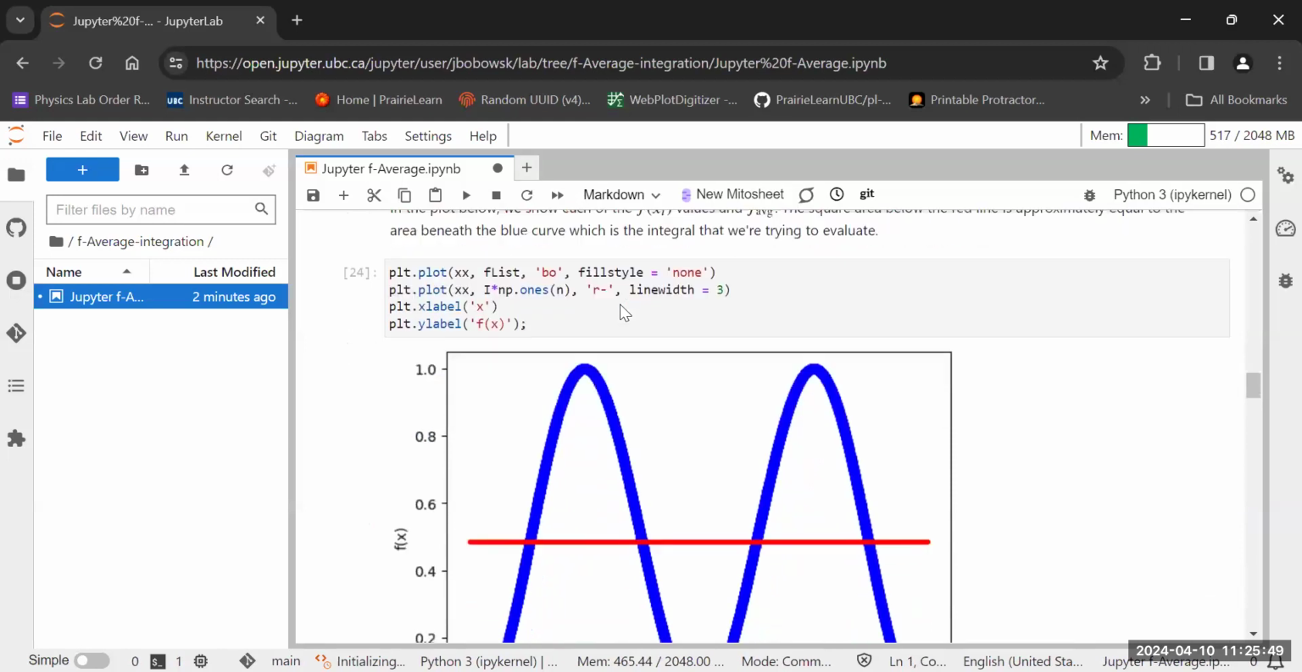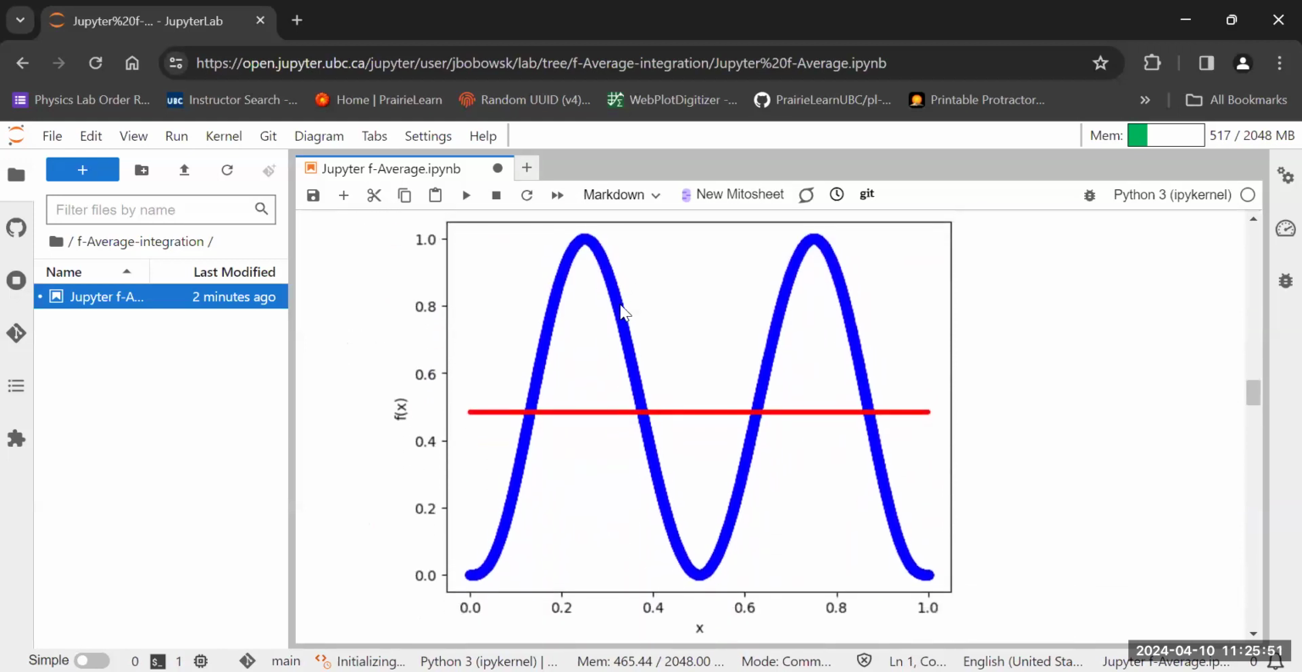Okay, so now I'm going to plot this. You can't tell, but this thick blue line is actually a bunch of individual points. There's 10,000 points corresponding to the 10,000 different values of x_i that were generated and the corresponding y_i values that were calculated. So this is just a plot of our function. And then the red line is the calculated value of f average.